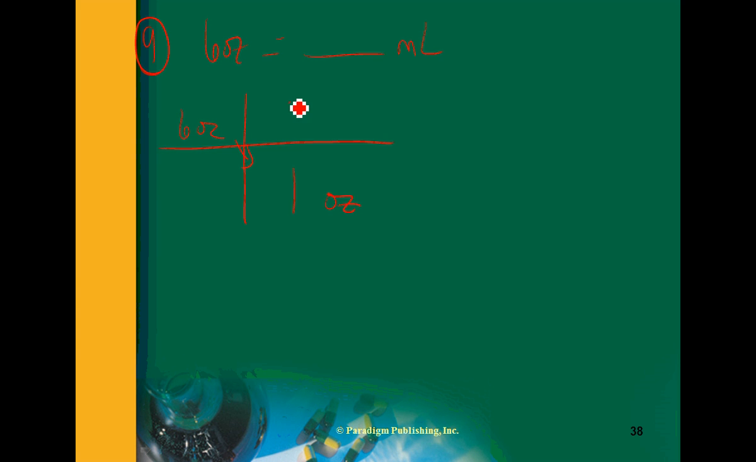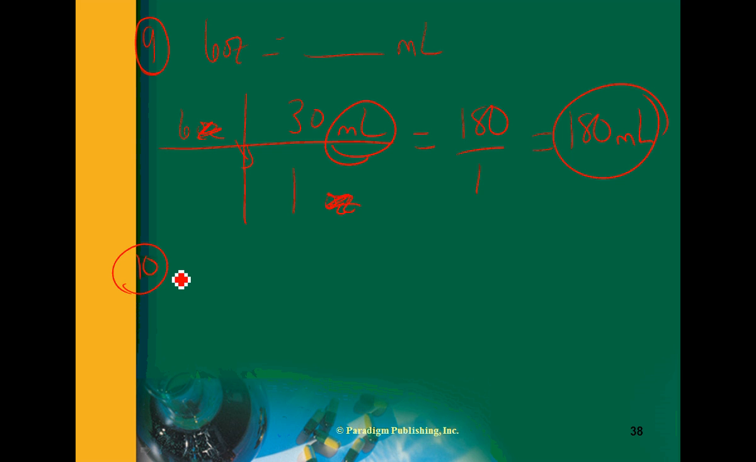So we know 1 ounce is equal to 30 milliliters. Ounces will cross each other out. These are milliliters. 6 times 30 would be 180 divided by 1, which would give you 180 milliliters. So 6 ounces equals 180 milliliters. Again, you can do that with your pints as well. But sometimes you can multiply across, sometimes you have to divide.